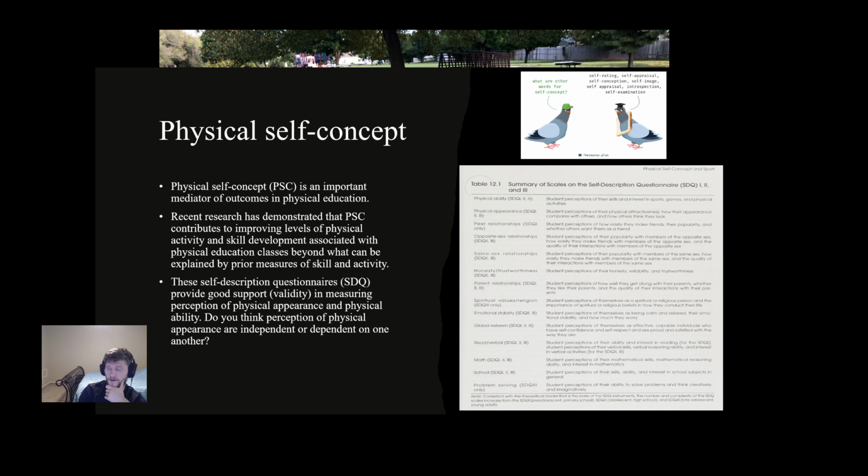And so they developed a questionnaire that has good validity. So we know validity, right, is that we're measuring what we're supposed to be measuring, of physical appearance and physical ability. We can see on the right, this table, students' perceptions of their skills and interests in sports, games, and physical activities. This questionnaire, the SDQI. We have physical appearance. We can get a questionnaire of seeing how they see themselves as attractive, their parents compared to others. It covers questionnaires through the relationships with the opposite sex, peers, same sex, the students' perceptions of their own honesty and reliability. We have spiritual values and religion, emotional stability, global esteem, math, school, problem solving.